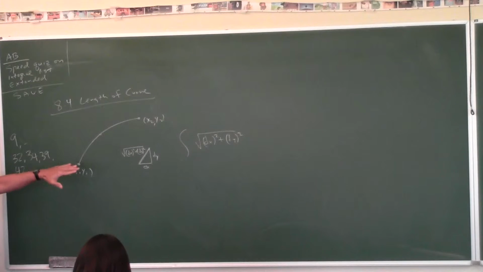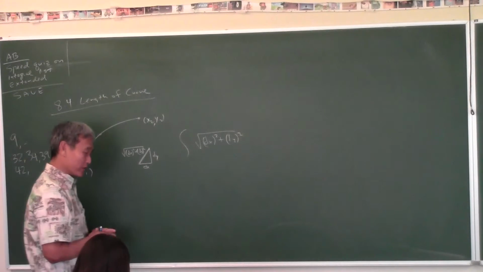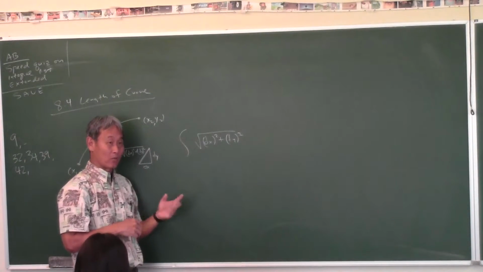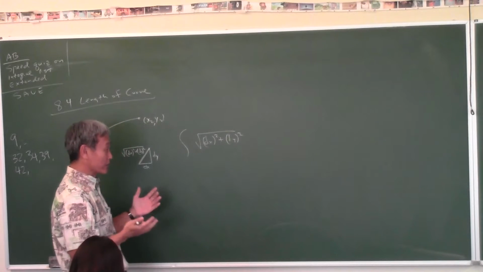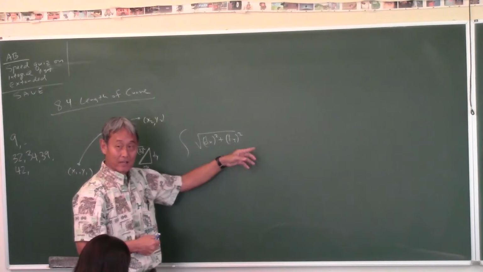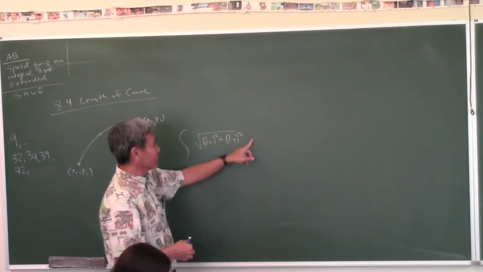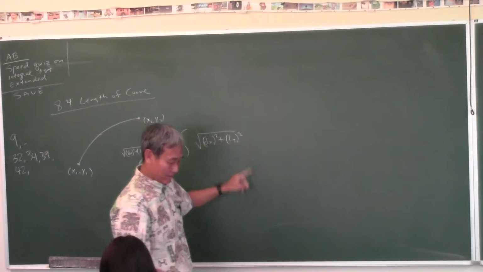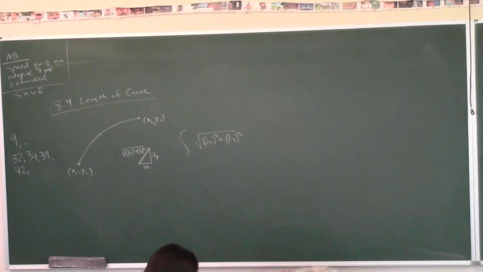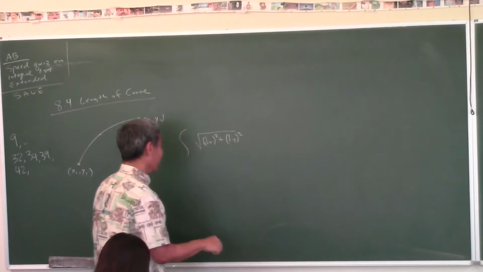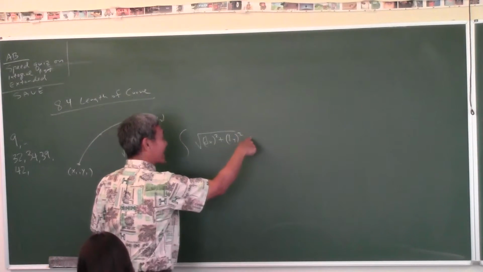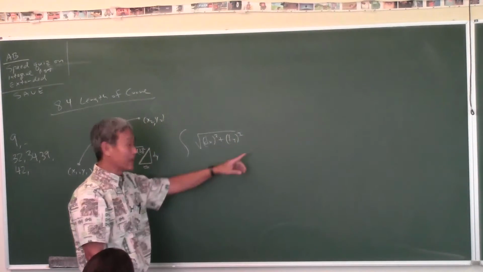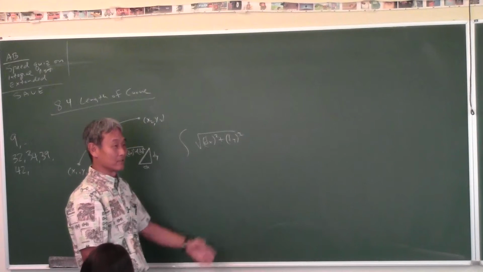But the problem with this is, when you do an integral, you're going to do it in terms of either x or y. If you do an integral in terms of x, you need a dx out here. If you do the integral in terms of y, you need a dy out there. So how can I get a dx out here? Come on, use your math skills.